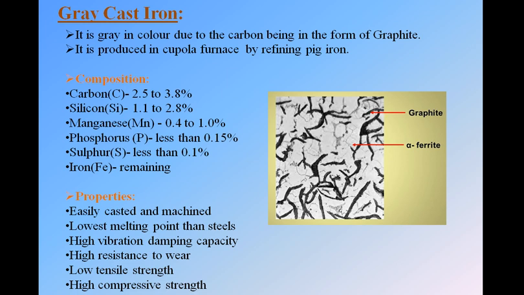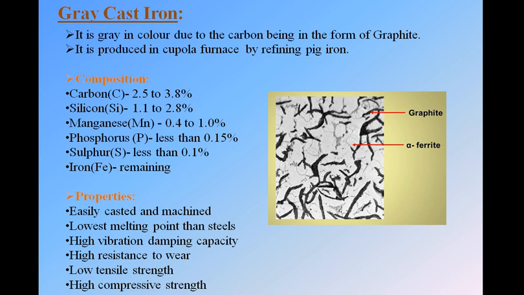Okay, we have the composition: carbon from 2.5 to 3.8%, silicon 1.1% to 2.8%, manganese 0.4 to 1%, phosphorus less than 0.15%, sulfur less than 0.1%, and iron, which is the remainder, from 85 to 90%.